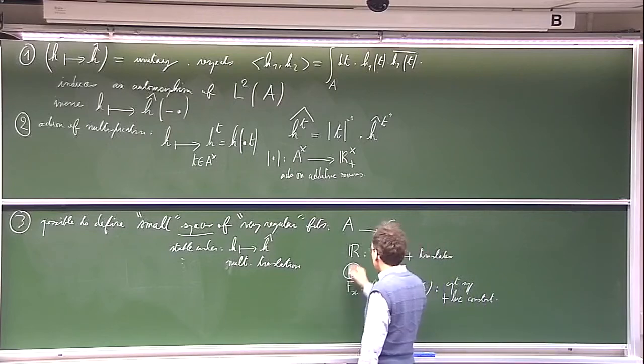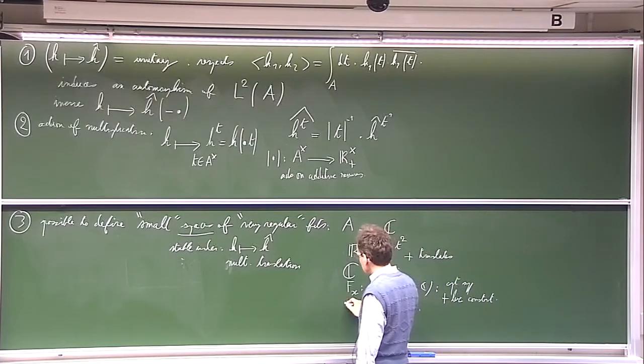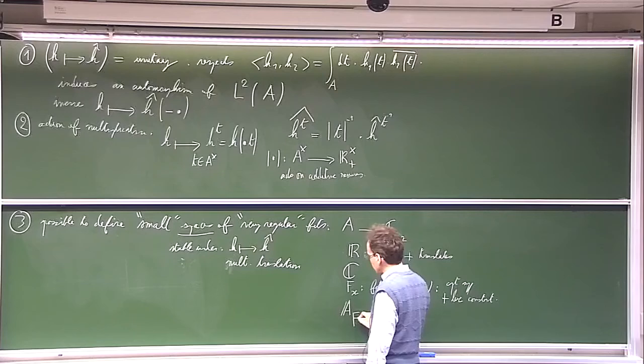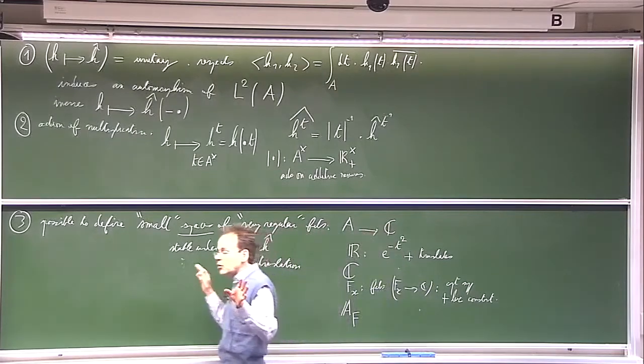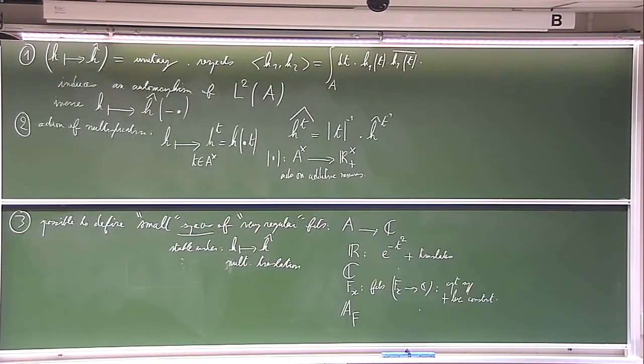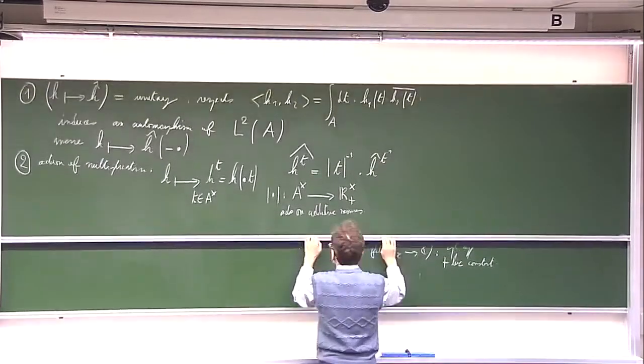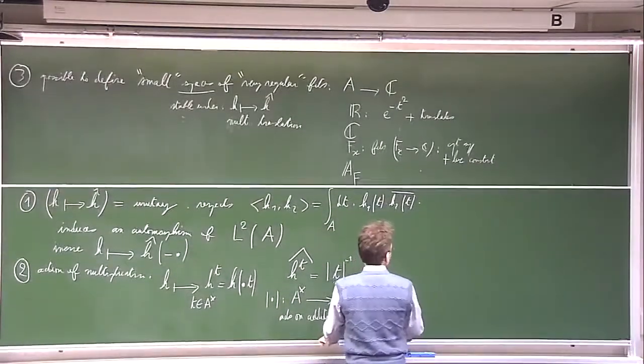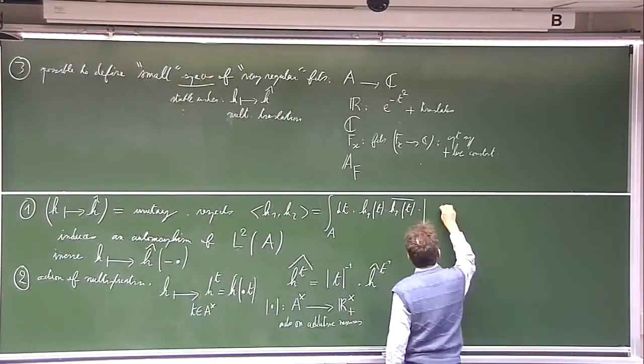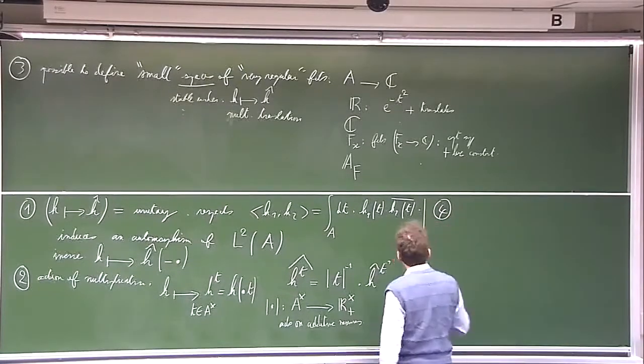Okay, and when you know these cases, you can also deduce in general a definition of small spaces of very regular functions stable under the Fourier transform on the Adele ring. Okay, so this is the third property, and the last property I want to talk about is the Poisson formula.